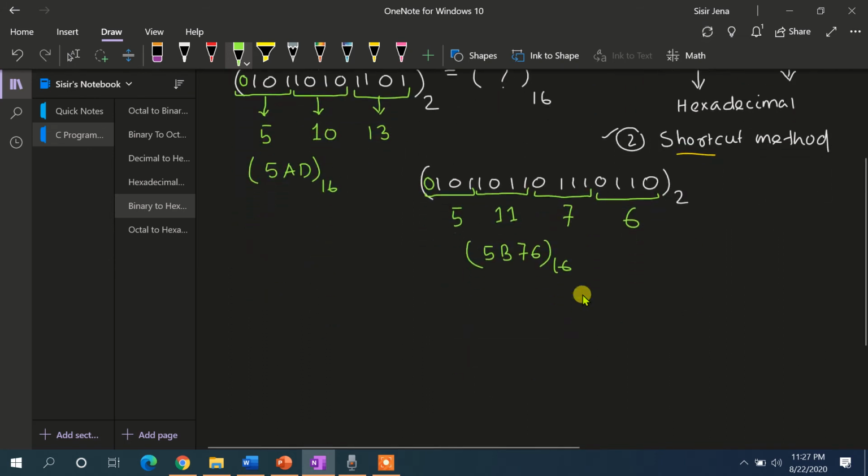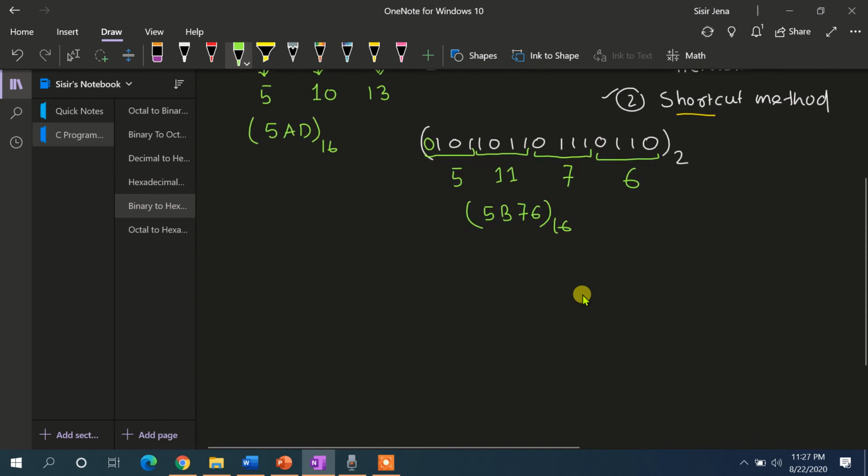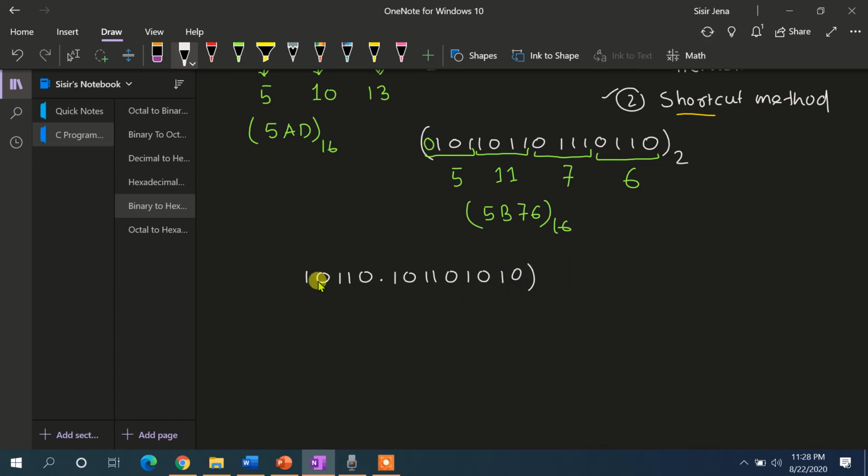Hexadecimal equivalent of any given binary number. Now in this lecture, let me finish the remaining one. Suppose a fractional binary number is given to you. Let's say 10110 dot, that is your decimal point, then 1011011010. Let's say this is the binary number given to you.